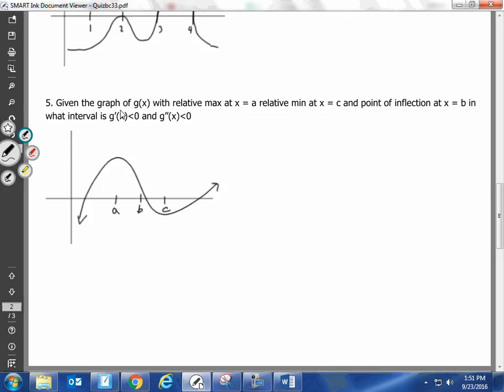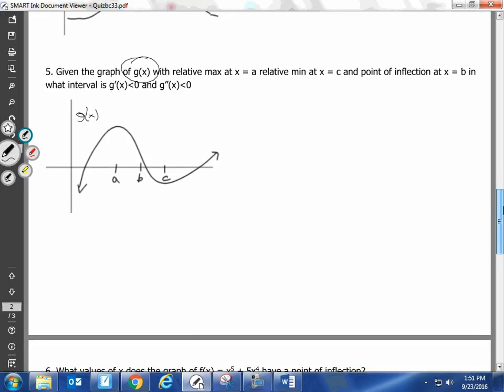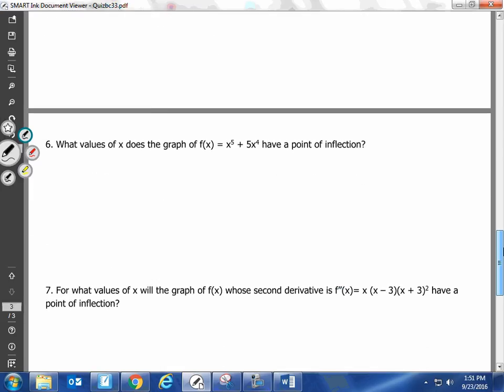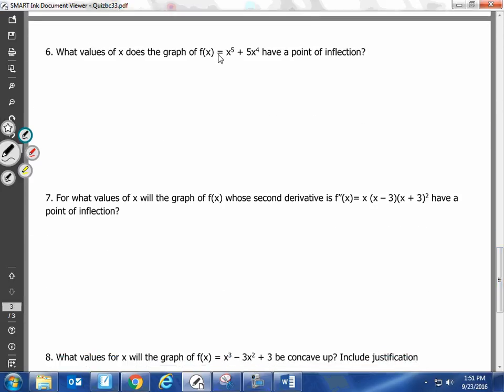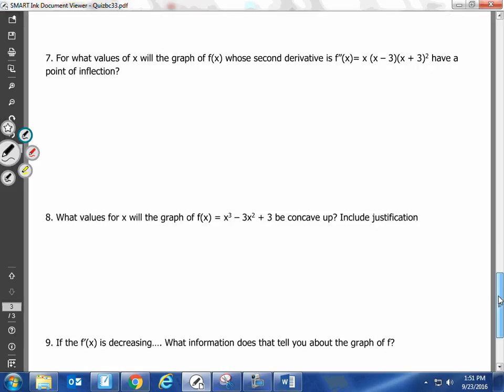Number 5, given the graph of g. So this is the original function g. This is not the derivative function. We have a relative max at a, min at c, point of inflection at b. When it's g prime negative and g double prime negative, we just did a problem just like that as an example. When does this have a point of inflection? I feel like we just did that exact problem. So you'll be fine with that.